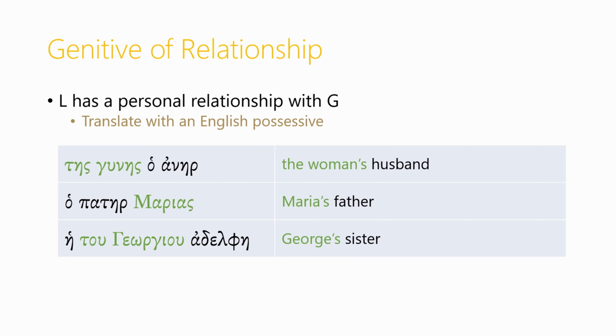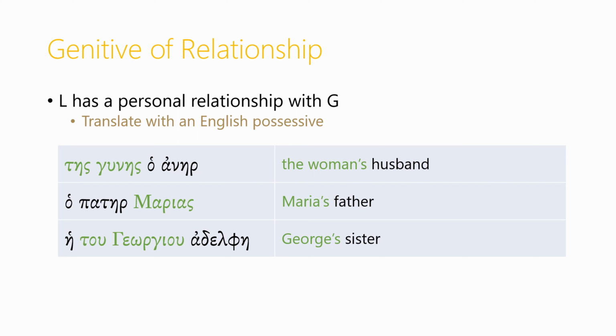The first of these is what we call the genitive of relationship, or the genitive of personal relationship. This is where the lead nominal is in a personal relationship with the genitive nominal. And we usually translate this just with an English possessive. So, tes gunaikos ho aner, we might first gloss as the woman man, and then ask what's the relationship between the woman and the man. Then we would decide, well, maybe it's marriage. So we would translate it the woman's husband, since aner can mean husband as well as man.